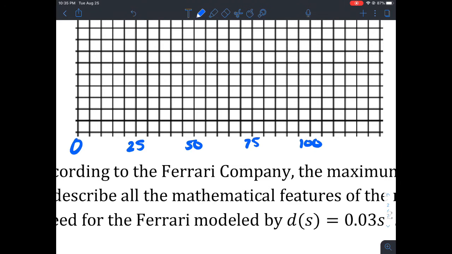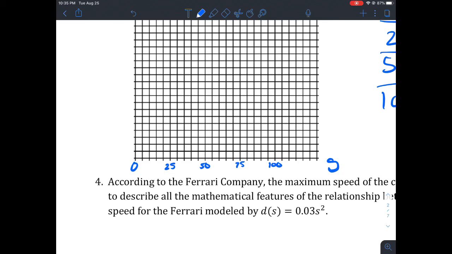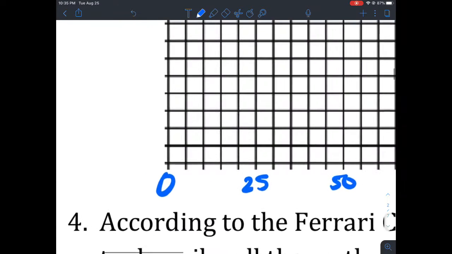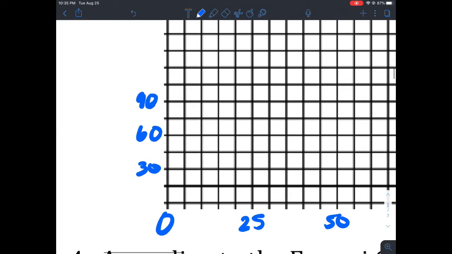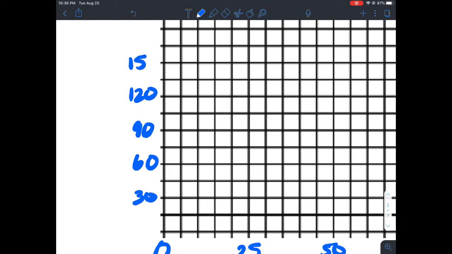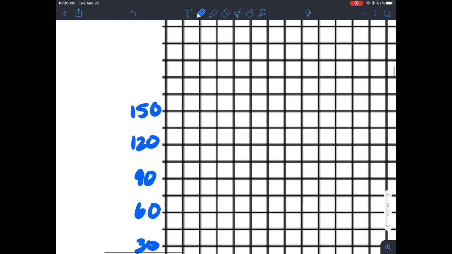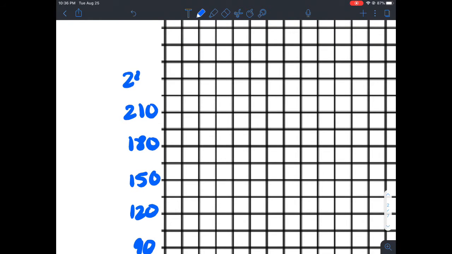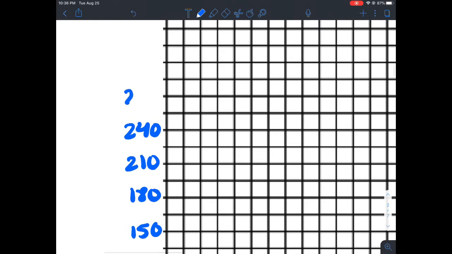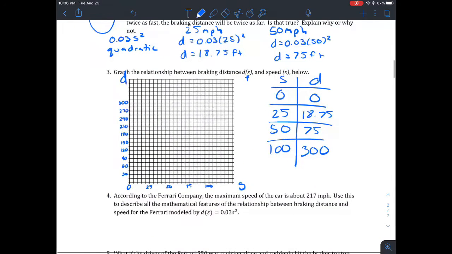All right, and then we're going to make our y-axis. I'll do every 2 lines, I'll go 30. So we'll go 30, 60, 90, 120, 150, 180, 210, 240, 270, and we'll go 300.